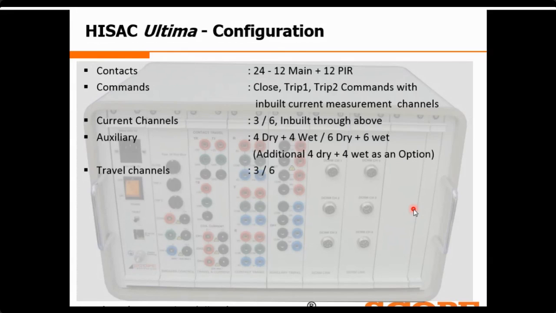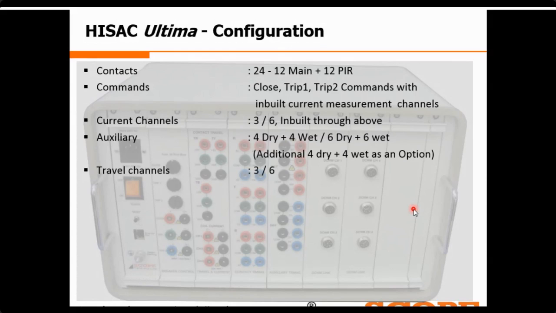Here, I would like to highlight that in auxiliary channels we have 8 channels, 4 dry plus 4 wet, and for the 765 kV kit, we have 12 auxiliary channels. Dry means potential-free contact and wet means contact with potential. The beauty of our equipment is that we can configure the dry channel for wet also. So at a time, for these 8 channels, we can measure 8 potential contacts. This is the beauty of our equipment.